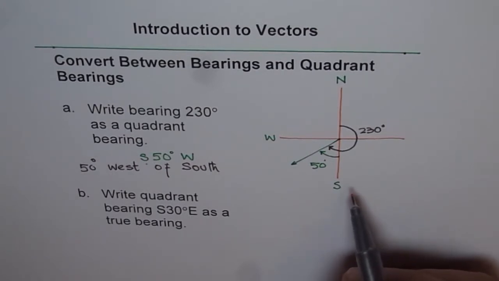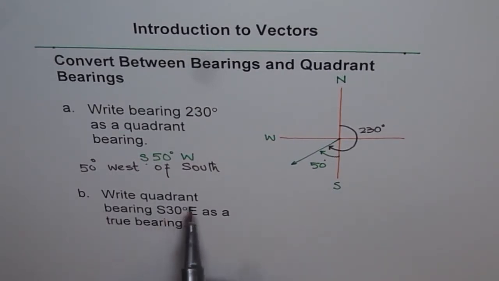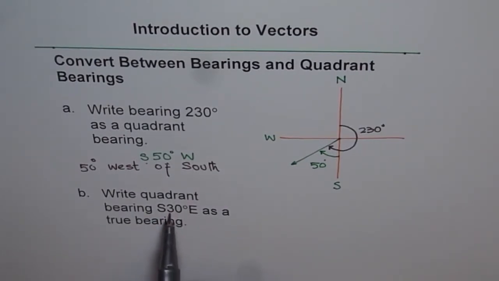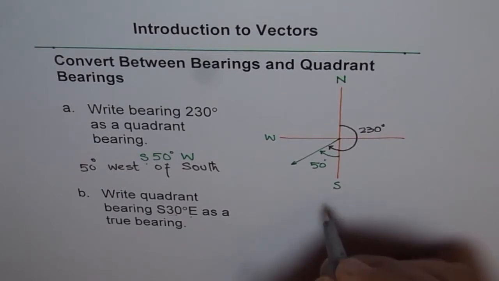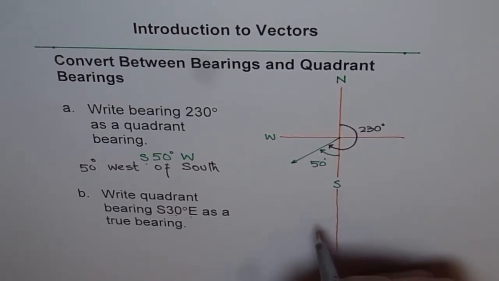Now let's do part B. Write quadrant bearing south 30 degrees east as a true bearing. That's not the way to read it. What's the way to read it? 30 degrees east of south. Okay, let's now draw this one. Now this we can draw like this here.